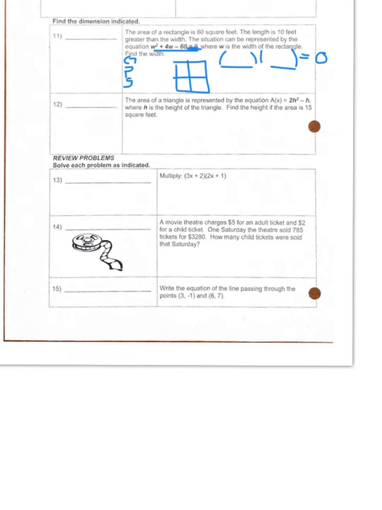Number 12, it says the area of a triangle is represented by the equation right here, where h is the height. Find the height if the area is 15 square feet. Okay, so this equation right here is equal to the area. So 2h squared minus h is equal to the area. And our area is 15, right? So we know that 2h squared minus h is equal to 15.